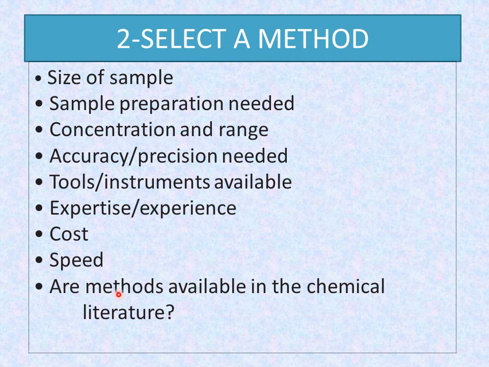And are methods available in the chemical literature? Meaning we have selected an instrument, so whether the protocol is available in the literature, meaning how to run our instrument, how much sample should be taken, what temperature programming or what other things could be set on the instrument. So whether all these things are available in the literature or not, or we have to design the whole protocol by ourselves. So these are the things which help us in the selection of a method.